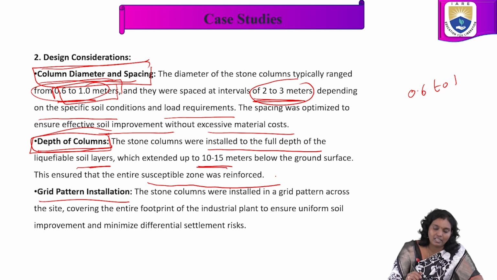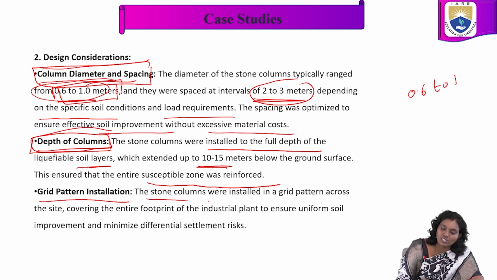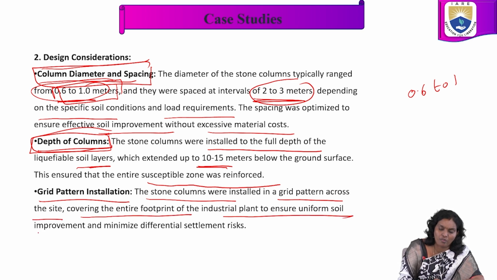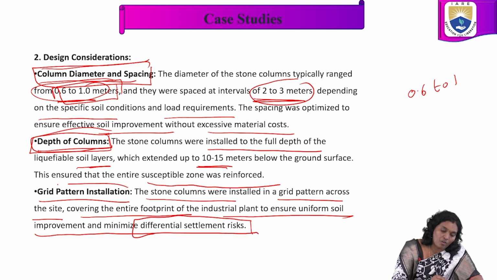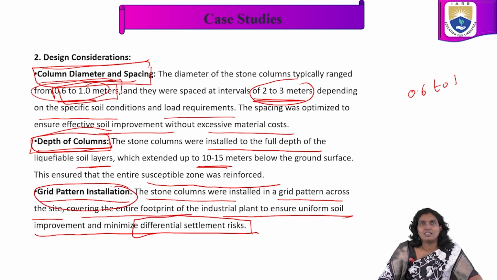Now, grid pattern installation. The stone columns were installed in a grid pattern across the site, covering the entire footprint of the industrial plant to ensure uniform soil improvement and minimize differential settlement risks. So this grid pattern installation depends upon the entire footprint of the industrial plant to ensure uniform soil improvement and minimize differential settlement.